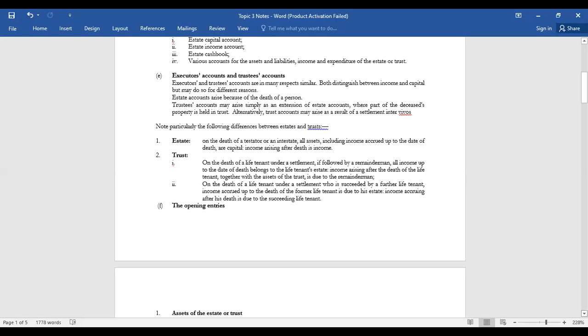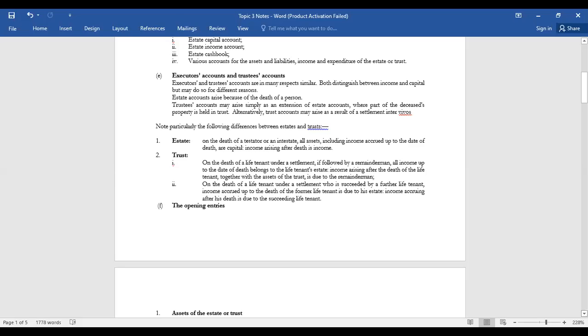Now, when we go to the trust, on the death of a life tenant in a settlement, if followed by a remainder man, where we have a life tenant who is followed by a remainder man who will take up after the death of the life tenant, all income up to the date of death belongs to the life tenant's estate.